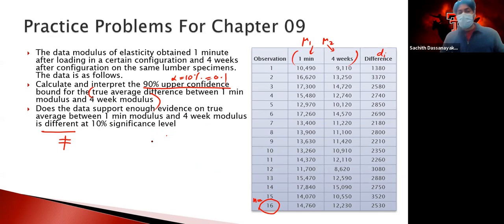The differences are given, so you can find d bar by summing those values and dividing by 16. You can find SD using that equation. Then plug the values into the equation and simply find the tcal, then compare and give the final conclusion. This is how we deal with this kind of problem.